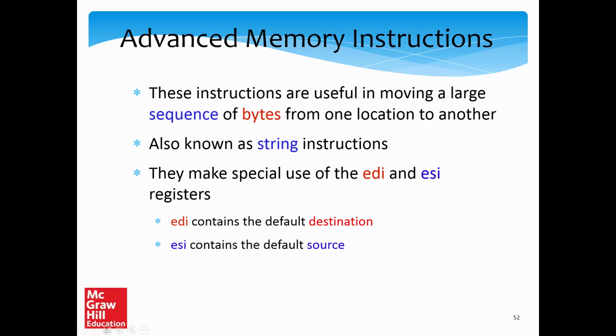Let me illustrate a typical case. Typically, some instructions will prove to be useful if we look at certain common programming patterns. A typical programming pattern is that we move a large amount of data, like a large sequence of bytes, from one memory location to another memory location. Instructions that help us in moving a long sequence of bytes from one memory location A to memory location B are known as string instructions. The string instructions make special use of the EDI and ESI registers, as we had discussed in one of the earlier slides. EDI contains the default destination and ESI contains the default source.